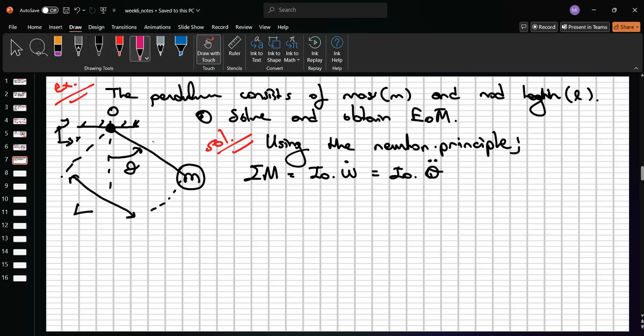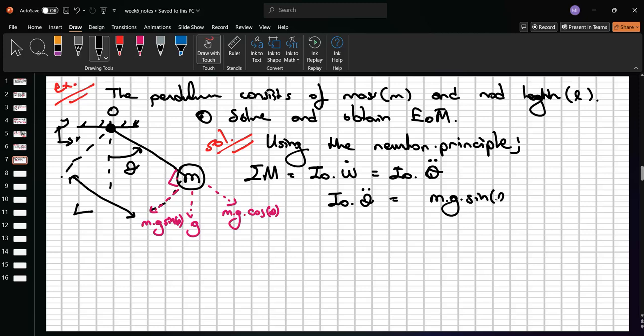So how can we write this value? First of all, we have the g value in here. This is the gravity. And then we create the two forces in here, just like this one. One of them is mg cos theta, and the other one is mg sin theta. Okay, and so in order to create the moment, which one should be used? Yes. So the moment equation, or I0 theta dot dot, must be equal to mg sin theta times L. Is this correct?